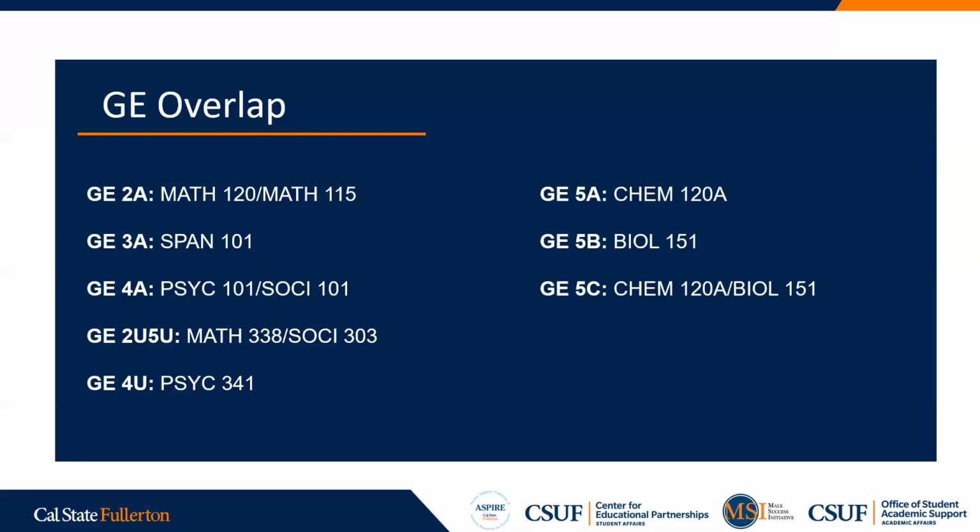And then in your physical and life sciences GE categories here, your 5A, so your Chem 120A, 5B, Bio 151, and 5C, Chem 120A or Bio 151, the lab from either of those will meet that requirement. So this is just a good way to think about, if you haven't yet filled some of these GE areas, you can kind of reserve them for these courses so you can reduce the number of overall courses you're needing to take.